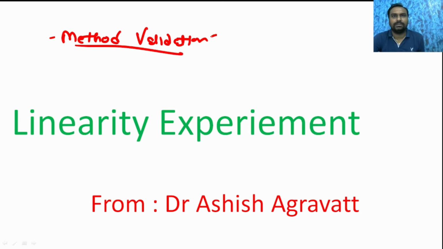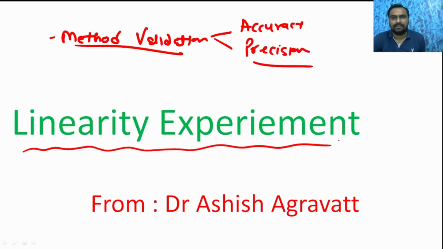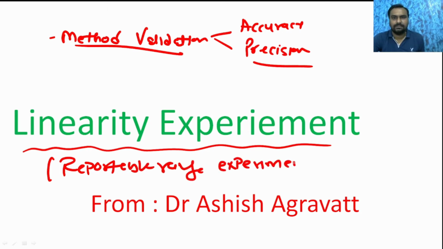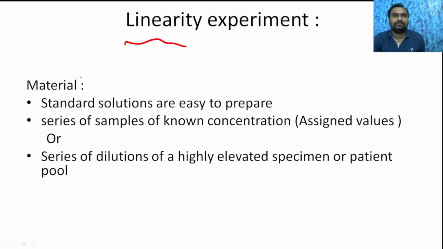In the video series on method validation, we have already discussed how to verify accuracy and how to verify precision. In this video, we will discuss the linearity experiment, or reportable range experiment. So in the linearity experiment, the first thing we require is a material. What could be the material for our linearity experiment?